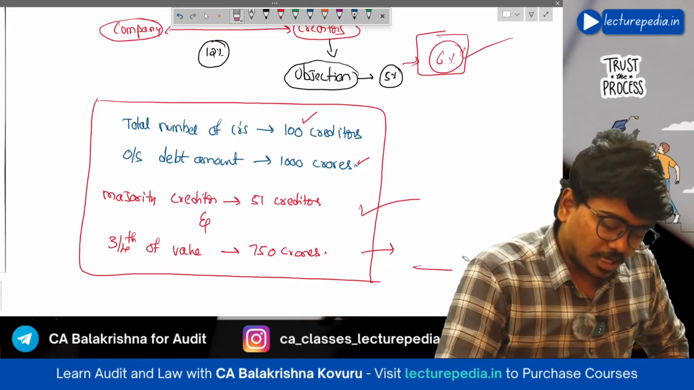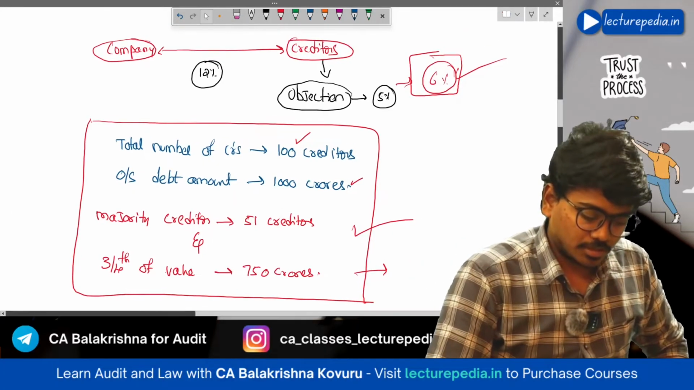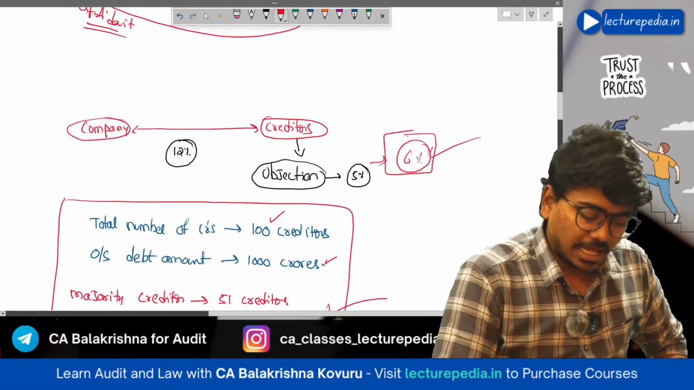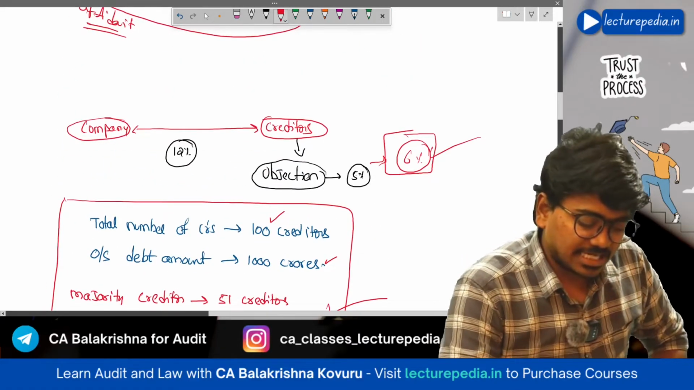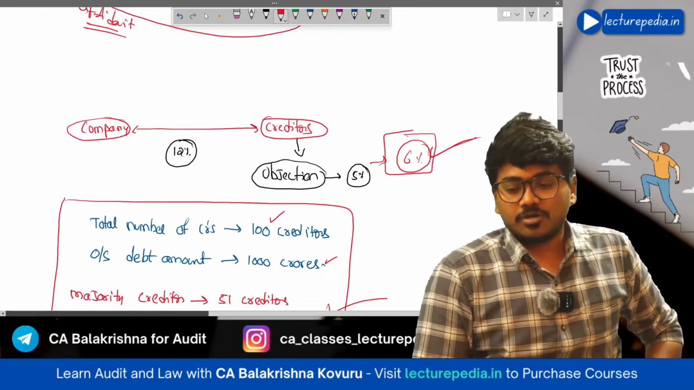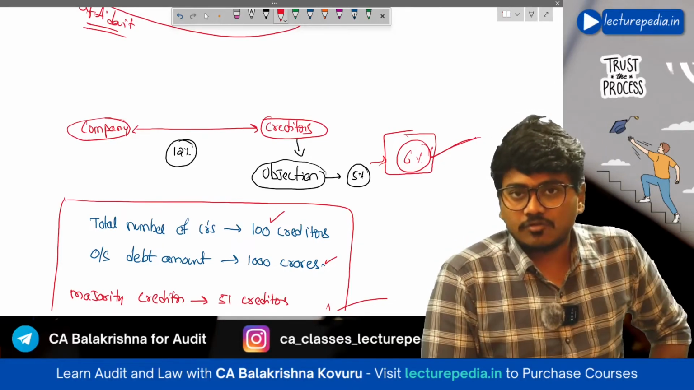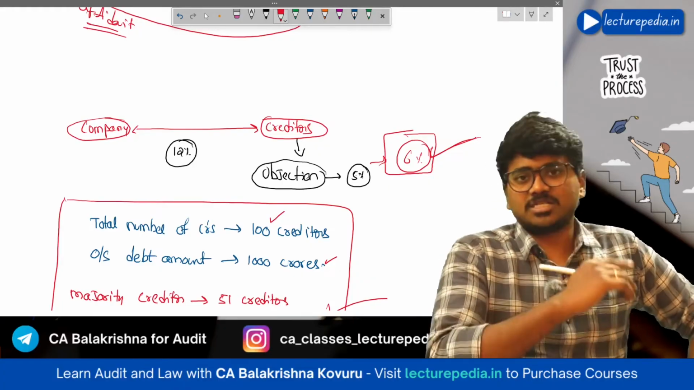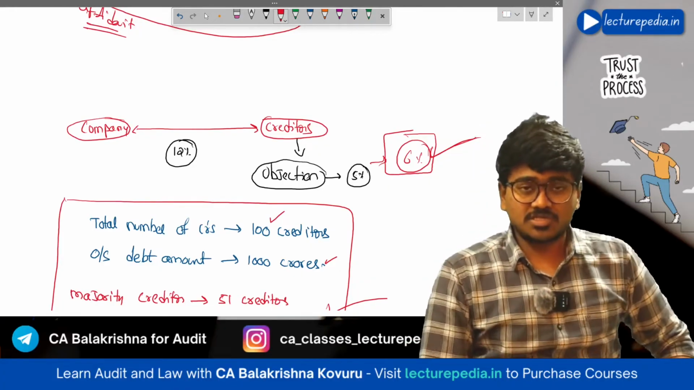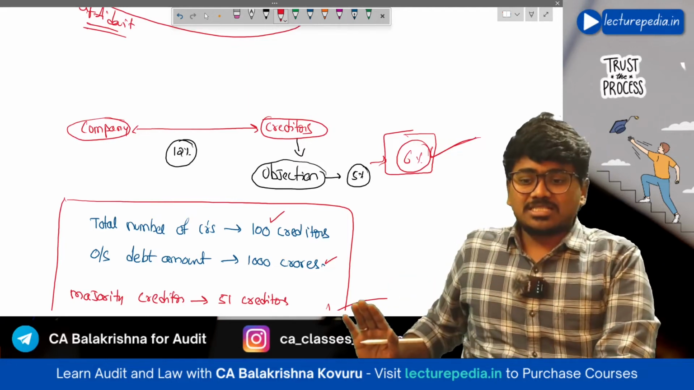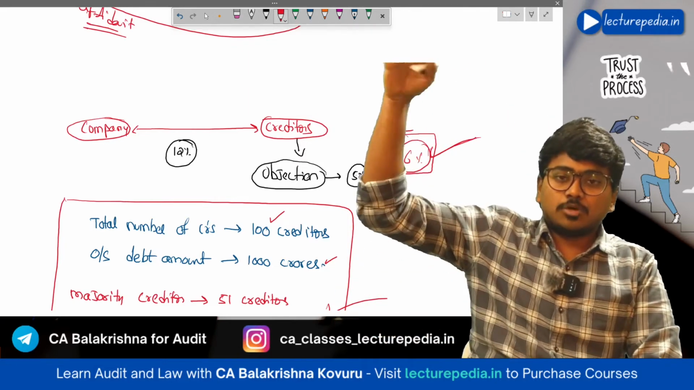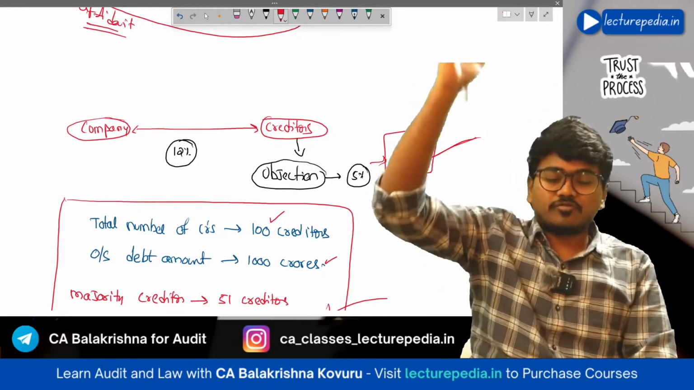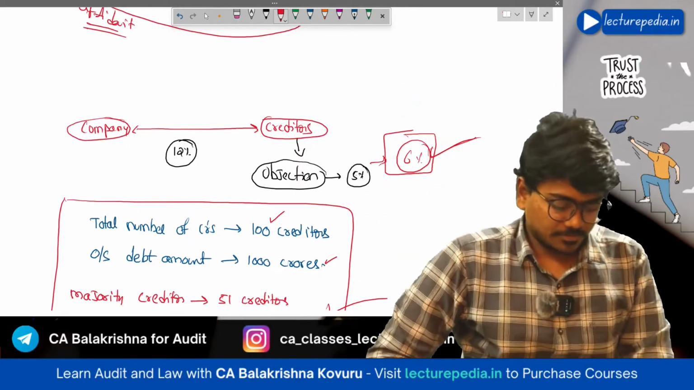Okay, next, approval is not yet received, and objection is raised by creditors holding 6% of the outstanding value. In this situation, whether objection will be taken up or not? Yes, the objection will be taken up. Hope this is clear. If approval is received, then need not worry about the objection. If approval is not received, you have to take care of that objection.